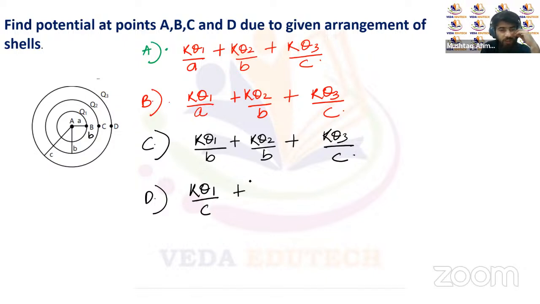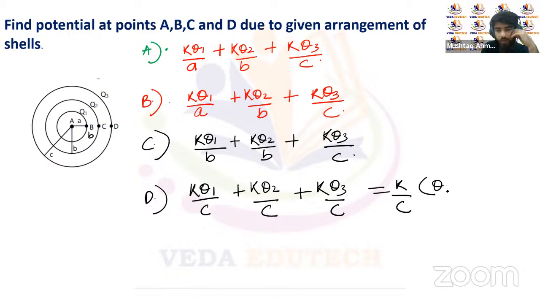Because of the second sphere, it lies at a distance of C, so the potential will be KQ2 upon C. And for the third sphere, it will be KQ3 upon C. It means the net potential will be K upon C multiplied by Q1 plus Q2 plus Q3. So this will be the net potential at point D, right?